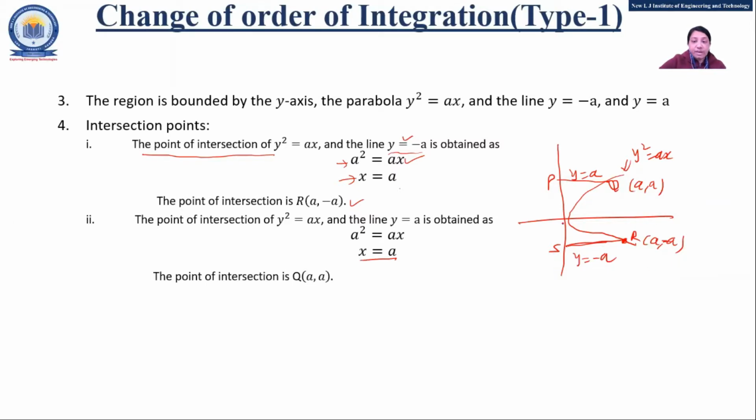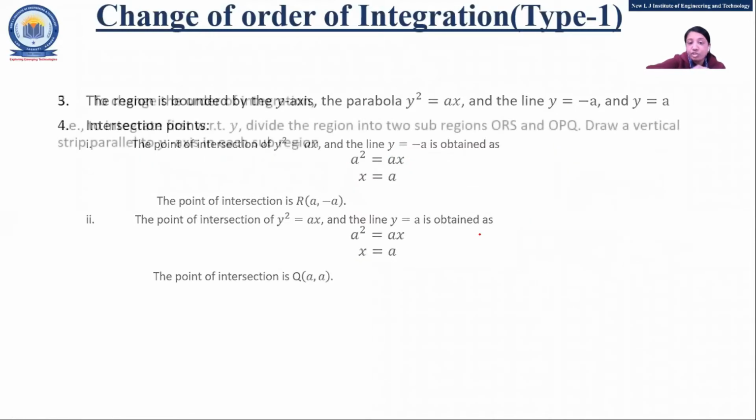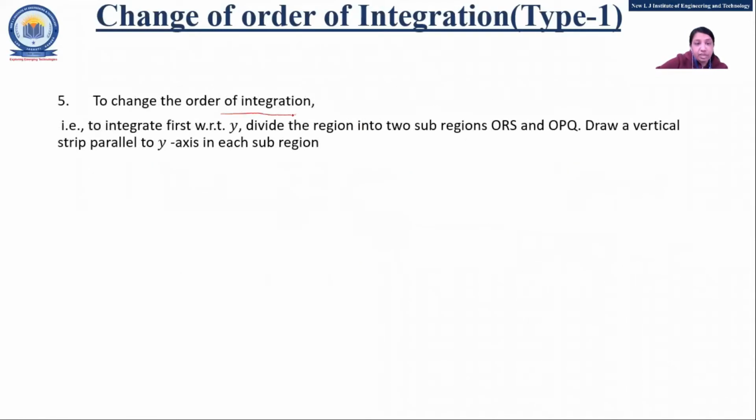Now, our region is bounded with this one, fine. And we will be having which strip? The horizontal strip. It is given, right? Now, what? We need to change the order of integration. So first we need to do with respect to what? Y. So if you want to do first with respect to y, you need to go for the vertical strip. Horizontal is already given, but you need to go for a vertical strip.